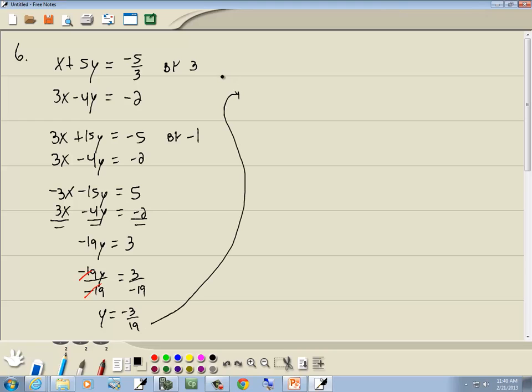Now, we want to plug that back into one of our equations. Doesn't matter which one. I'll pick the second one. There's no fractions there. Okay, so we just said y was equal to negative 3 19ths, so we're going to replace the y with negative 3 19ths. Now we want to solve this, and we just go through our steps for solving a linear equation. Get rid of parentheses. Negative 4 times negative 3 gives us a positive 12 over 19 equals negative 2. Get rid of fractions. Multiply everything by the LCM of all your denominators. We only have one denominator, so multiply everything by 19.